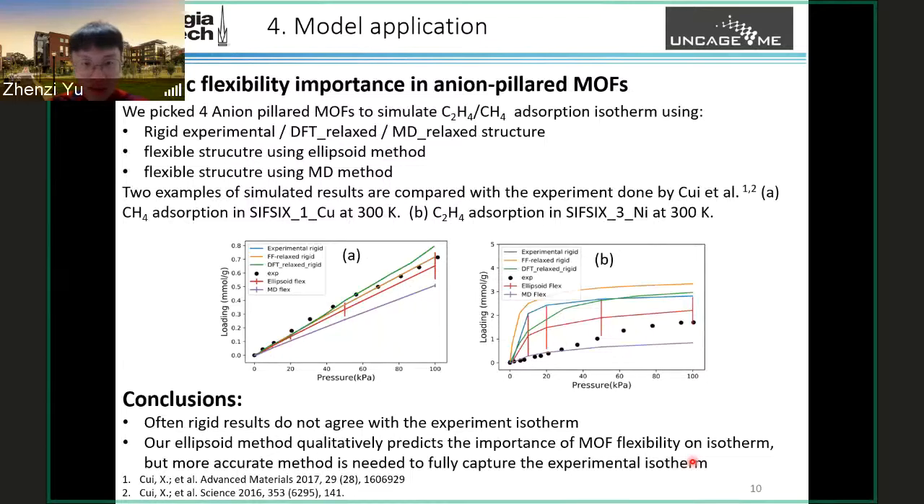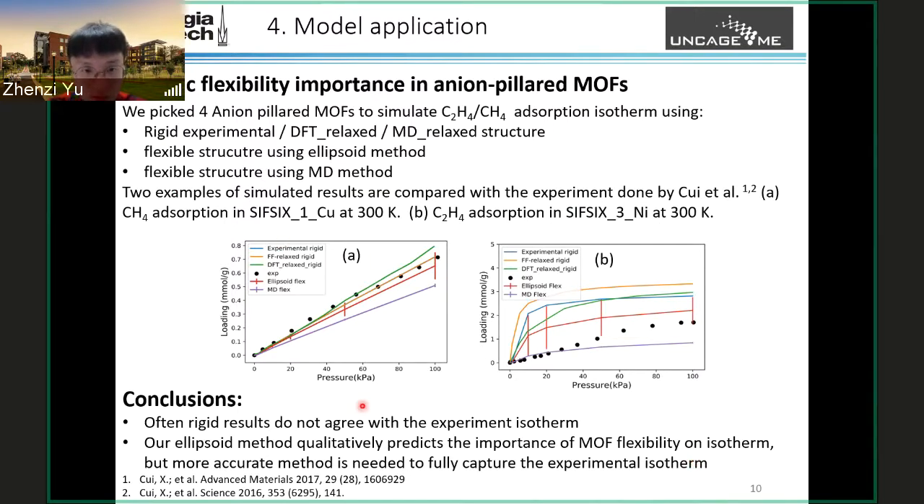And in this slide, we'll try to apply our model to a new set of MOF polymorphs, which is ZIF polymorphs. We picked 4 ZIF polymorphs to simulate the adsorption isotherms using both rigid structure and 2 flexible structures. And all the results are compared with experimental results. And here in this slide, let's just pick 2 examples of the simulated results.